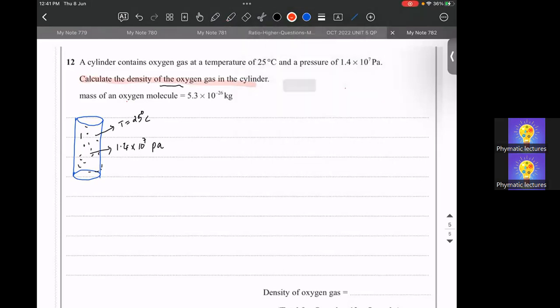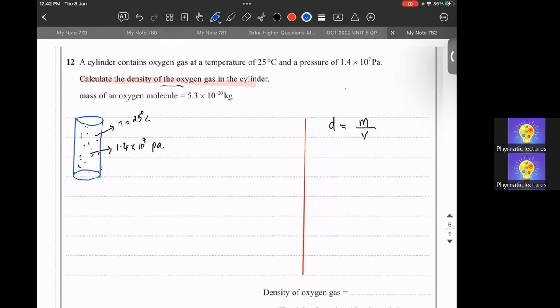So how will you do this question? We know some background information. What is basically density? Density is the mass of this gas in the cylinder over the volume of the gas in the cylinder. So we should separately calculate the mass and volume. Here the mass of this gas is unfortunately not given. Apart from that, the volume is also not given. Am I right?